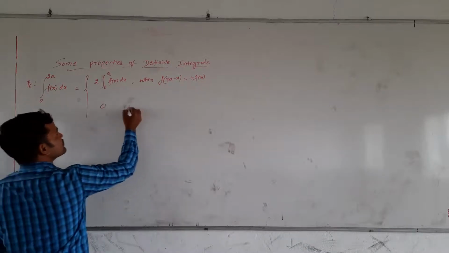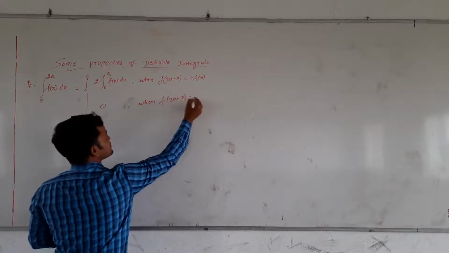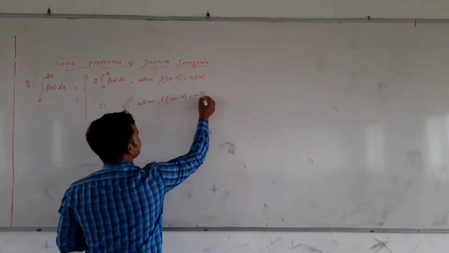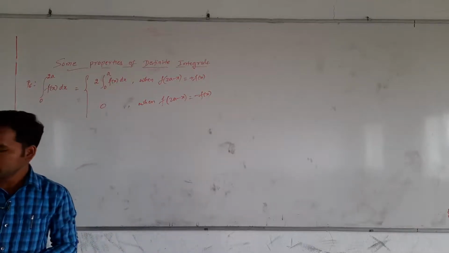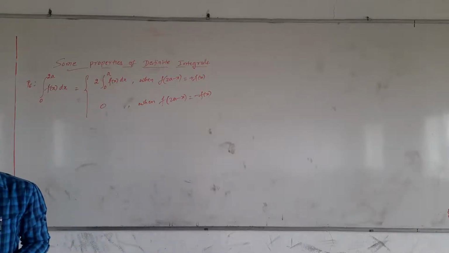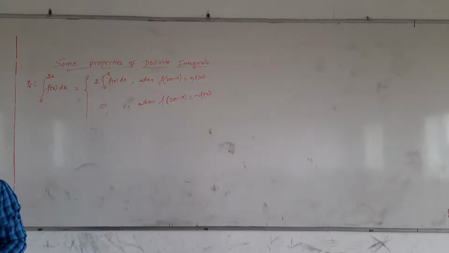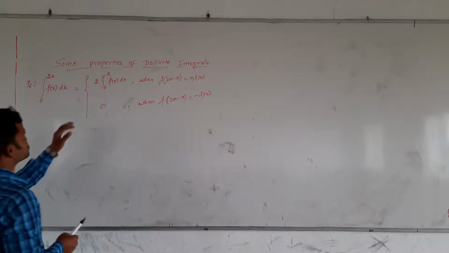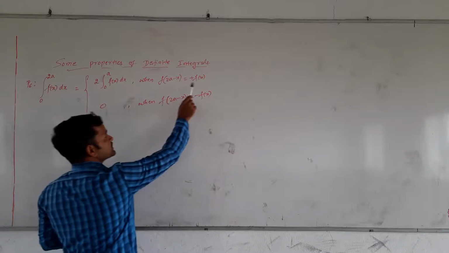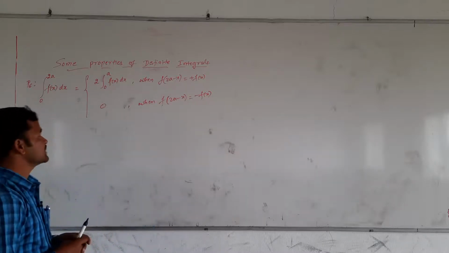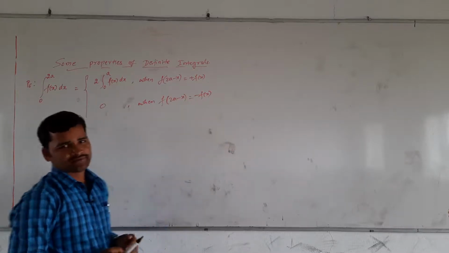This is 0 when f of 2a minus x is equal to minus f of x. See, property P6 is saying integrating from 0 to 2a f of x dx is equal to two cases. The first case is that it will be 2 times the integral from 0 to a of f of x dx when f of 2a minus x is plus f of x. It is 0 when f of 2a minus x is minus f of x.